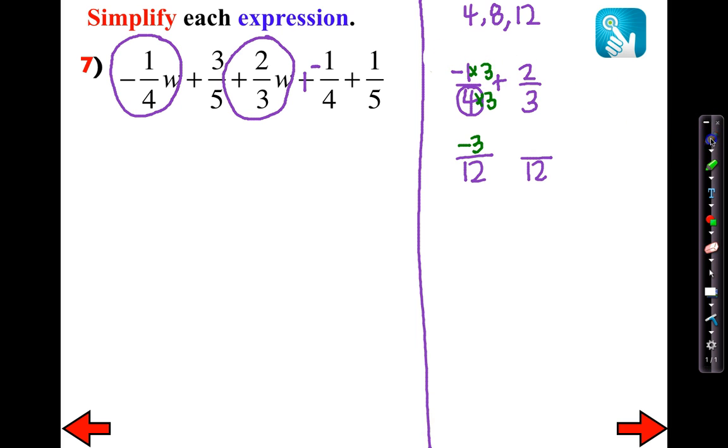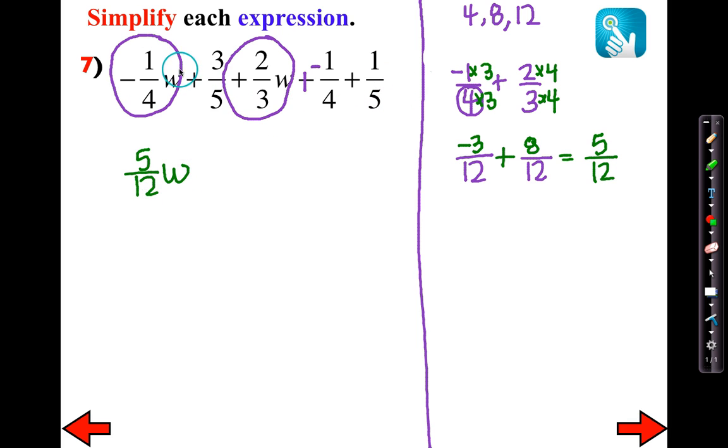Okay, so now I'm going to go ahead and bring down the plus sign. Is 3 a 12? Nope, but I could by multiplying it by 4. So I'm going to multiply this by 4 as well. So it's 2 times 4, which is 8. 12 is going to remain the denominator. So here, -3 plus 8, there are more positives. How many more positives are there? Well, there's 5. So this is going to be a positive 5/12 W.